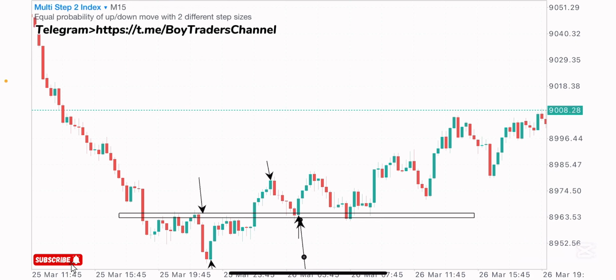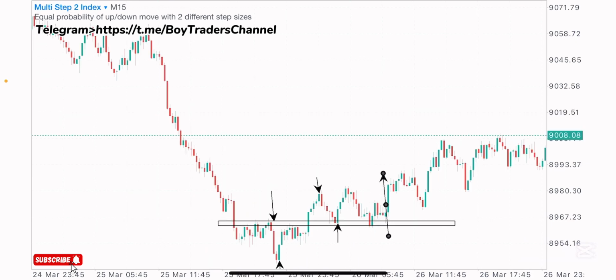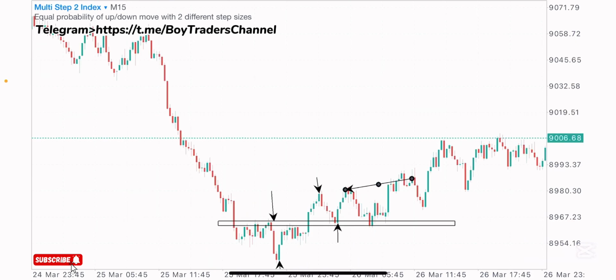There was a break and retest support here. Then price proceeded to form a higher high formation after the retest of this historical level of resistance. It got broken and retested at this point, turned support for a higher low formation. Price pushed up to form a higher high.